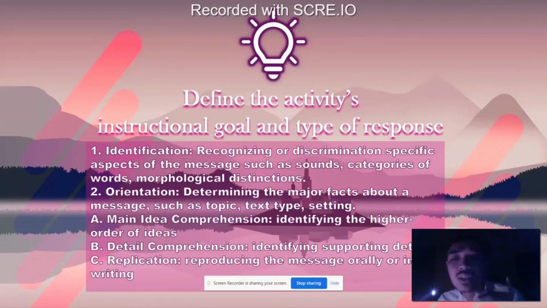So the first is identification. The students should be able to recognize or determine specific aspects of the message, such as sounds being used in the listening activity, categories of words, the specific words used in the listening activity to make sure that they are being digested, and last is the morphological distinctions.